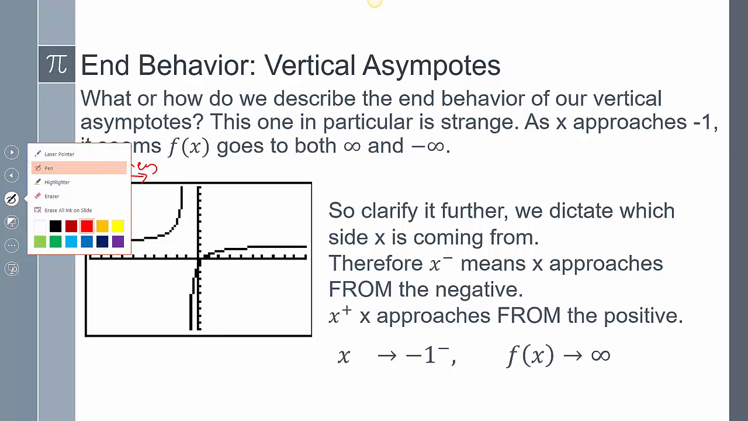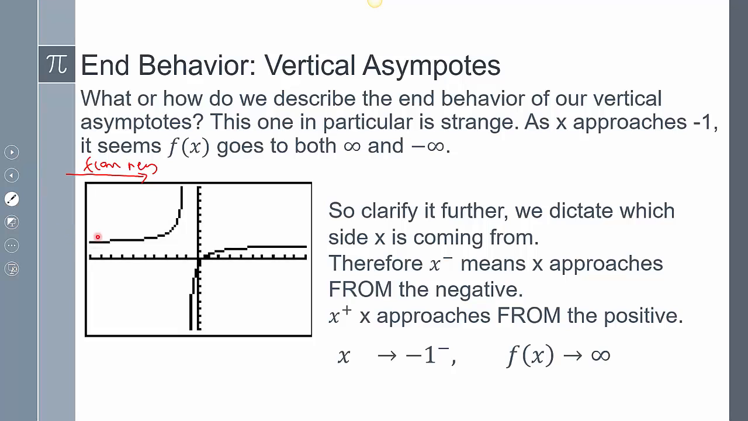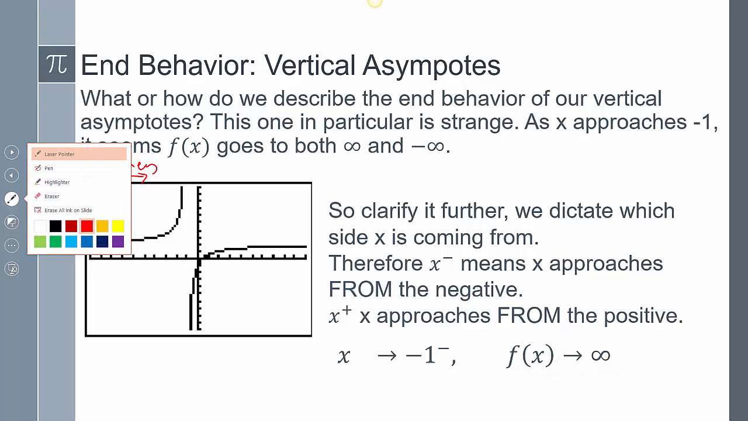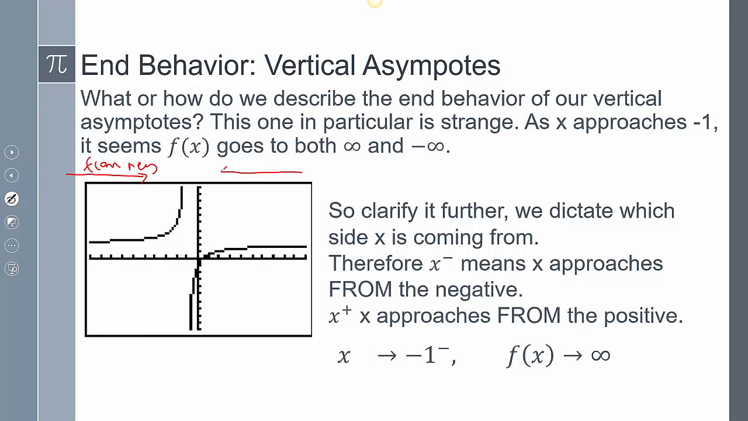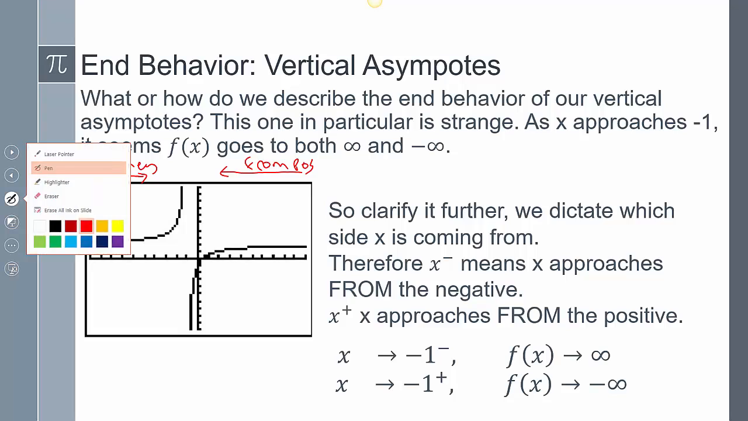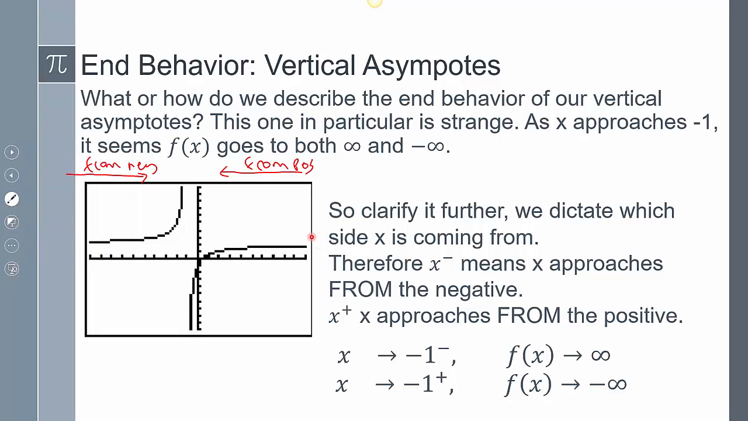And so if we're examining this from the negative side, if we're approaching that value of -1, it's going up, up, up, and forever. And so I'm going to say that my y is going to go to positive infinity. Whereas the other one, now we can look at it from the positive. So we're coming from the positive direction, and it's going down forever. So I'm going to say as x approaches -1 from the positive, my y is going to go down forever to negative infinity.